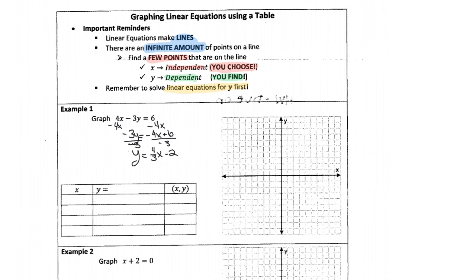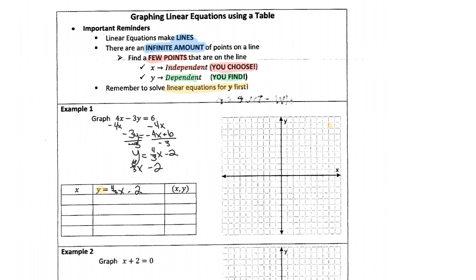When you solved, hopefully you got y is equal to 4/3 x minus 2. Looking at this table where it says y equals, I'm going to put my equation down there. So I have y equals 4/3 x minus 2. Now, we have to think of some values for x.